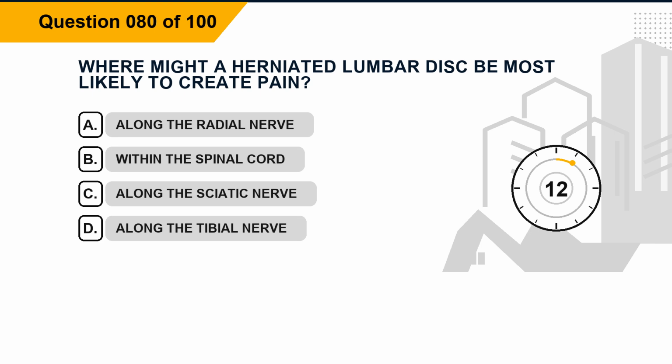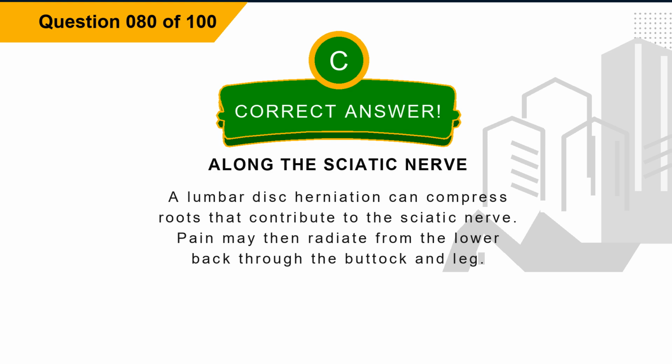Question 80. Where might a herniated lumbar disc be most likely to create pain? Option A, along the radial nerve. Option B, within the spinal cord. Option C, along the sciatic nerve. Option D, along the tibial nerve. The correct answer is option C, along the sciatic nerve.